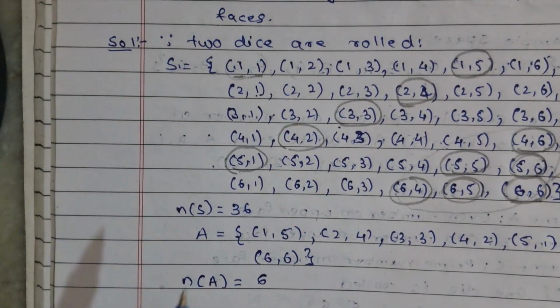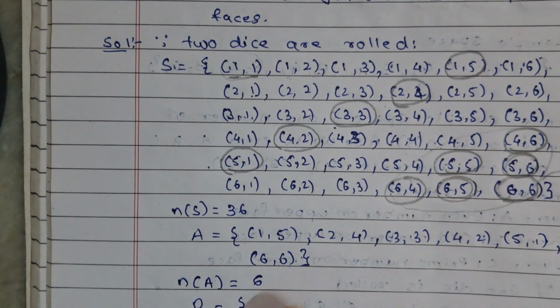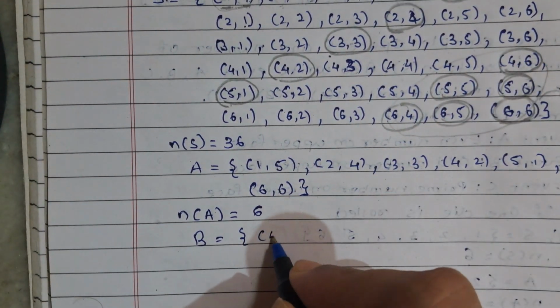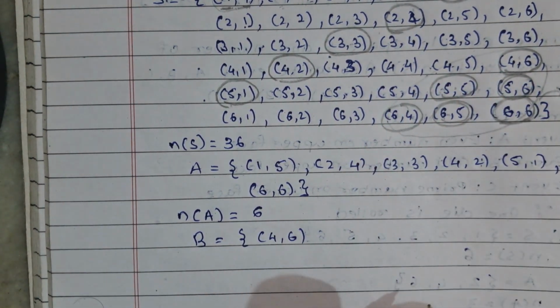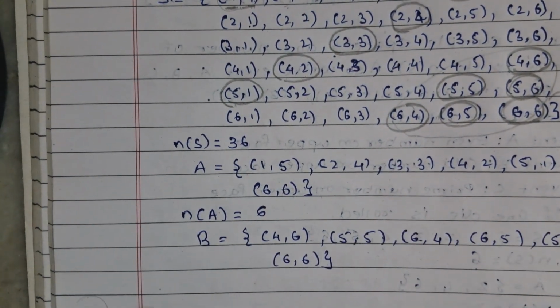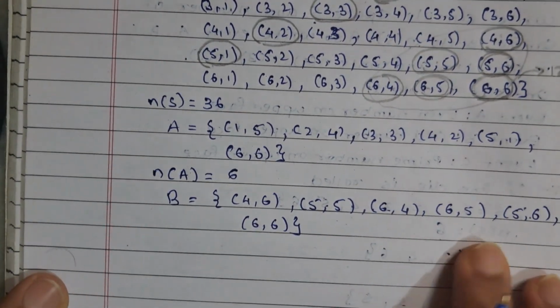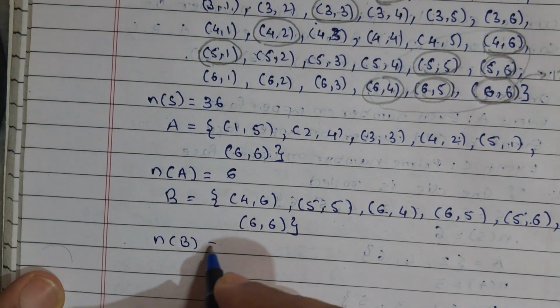So I will list it down in event B. So let me start listing down all these values over here in event B. I will start with this 4 comma 6, and then I will go on with this and this, and hence I have all the values over here. Okay, so if I count them, they are giving me 6 values. So n of B will be 6.